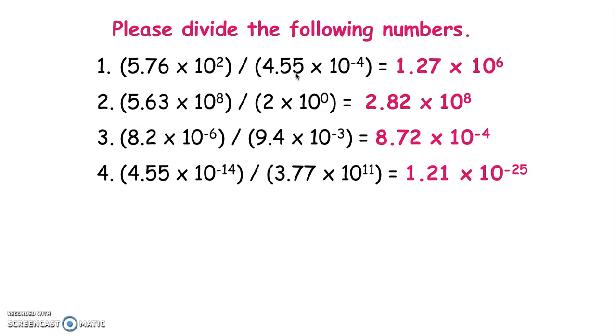And then last but not least, you have 4.55 times 10 to the negative 14th divided by 3.77 times 10 to the 11th. When you divide that out, you get 1.21 times 10 to the negative 25th power. We're going to do lots more of these examples in class, but I just wanted to take a second to see how we're doing on your own, and we will be talking about this more. This is just kind of an introduction to it all.